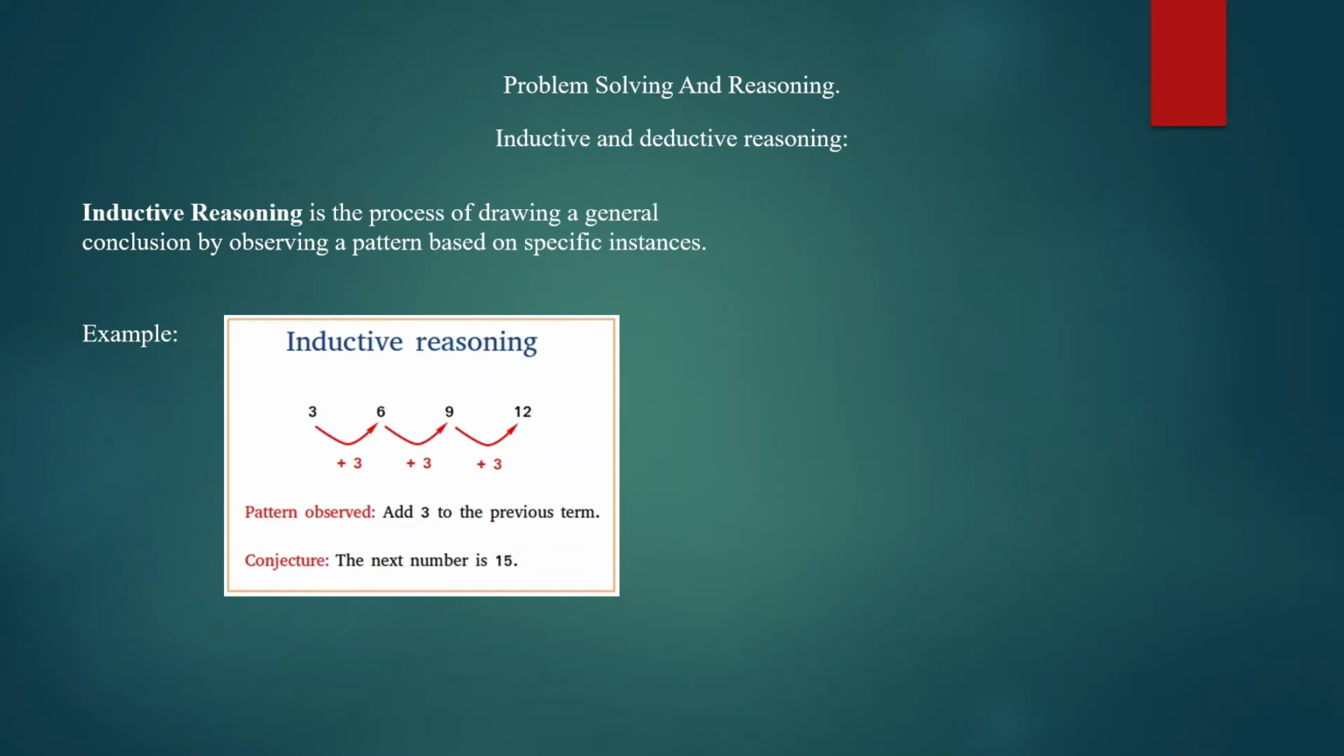3 plus 3 is equal to 6. 6 plus 3 is equal to 9. 9 plus 3 is equal to 12. Pattern observed: add 3 to the previous term. Conjecture: the next number is 15.